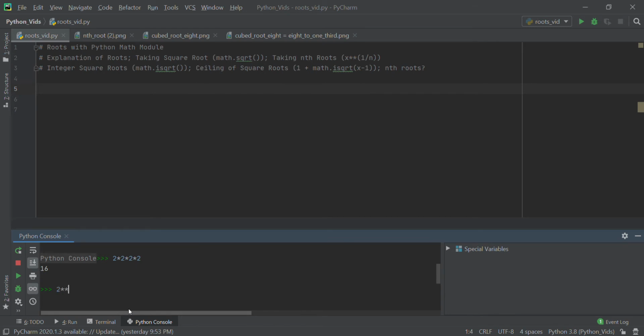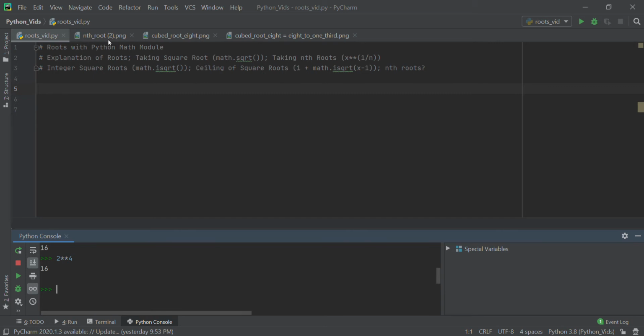But if we just did 2 to the power of 4, which is 2 multiplied by itself 4 times, and as you might recall, one of the ways to do this is with these 2 asterisks, that also gives you that 16. Okay, well, taking the root of a number is just the opposite.